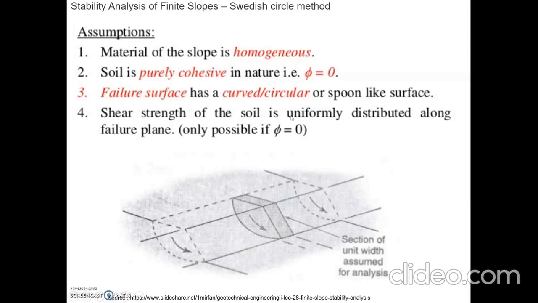The shear strength of the soil is uniformly distributed along the failure plane. So this is the failure plane, and it is assumed that the shear strength of the soil is uniformly distributed along the failure plane. That means shear strength will remain same throughout the length of the failure plane. And it is possible only if we assume that phi is equal to 0.